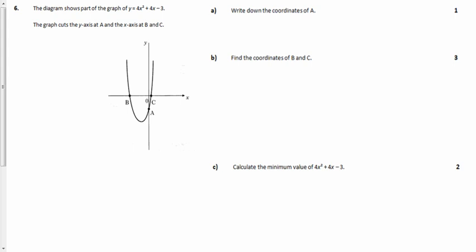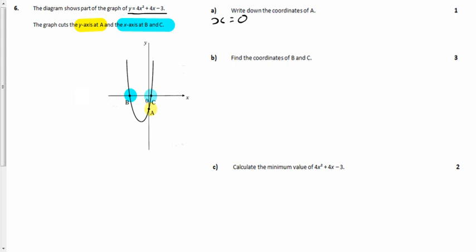Quadratics problem. The diagram shows part of the graph y equals 4x squared plus 4x minus 3. The graph cuts the y-axis at A, and it cuts the x-axis at B and C. Write down the coordinates of A. So, A is the y-intercept. That occurs when x equals 0.